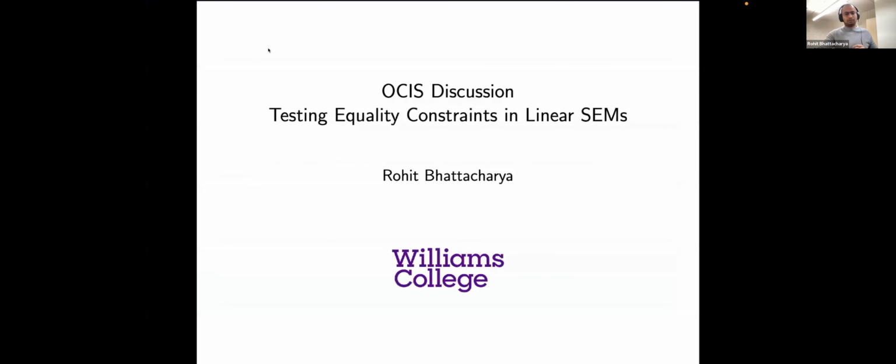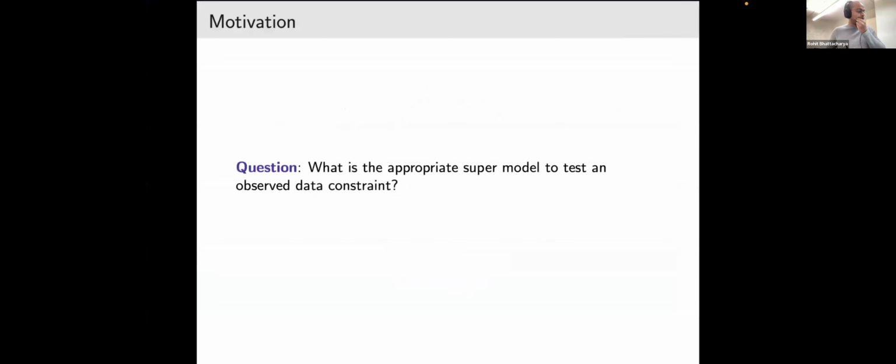Okay, so thanks for a great talk. I'll preface this by just saying that a lot of my intuition comes from non-parametric identification and thinking about non-parametric equality constraints, but I'll try my best to give what I think are interesting open questions in these linear structural equation models and hopefully inform some interesting future research directions.